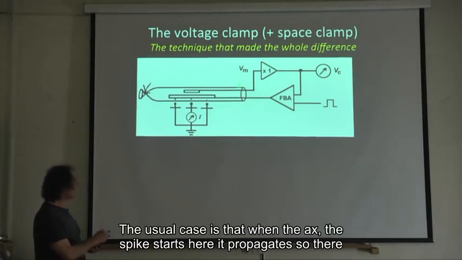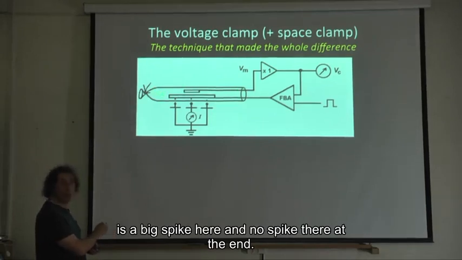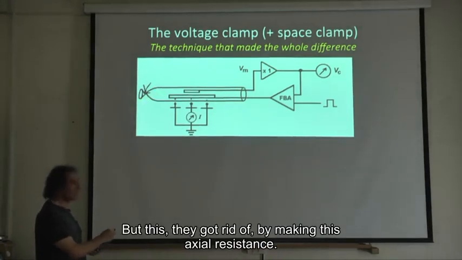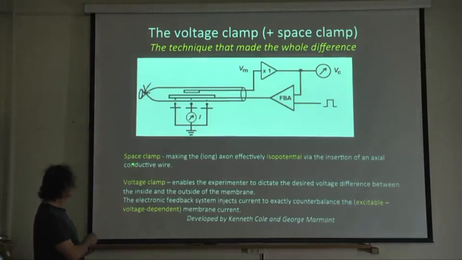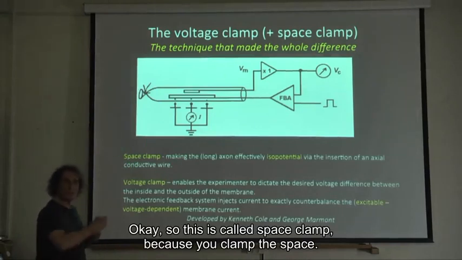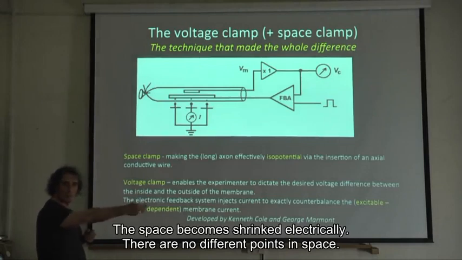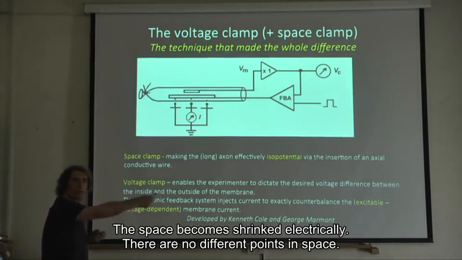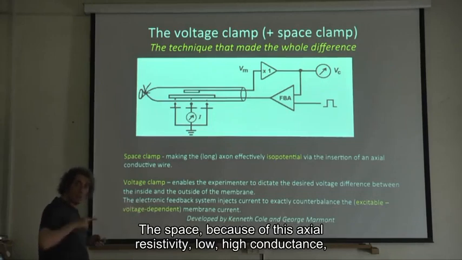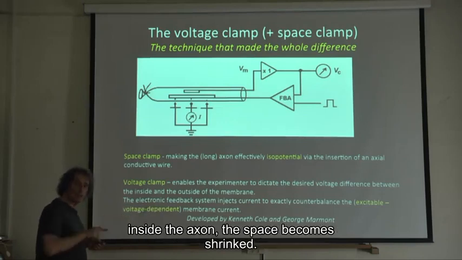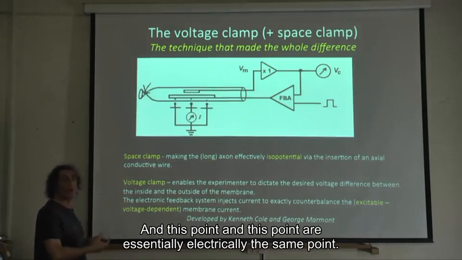The usual case is that when the spike starts here, it propagates, so there is a big spike here and no spike there as yet. But this they got rid of by making this axial resistance. Okay, so this is called space clamp because you clamp the space. The space becomes shrunk electrically. There are no different points in space. The space, because of this axial resistivity, high conductance inside the axon, becomes shrunk, and this point and these points are essentially electrically the same point. So this is the space clamp.